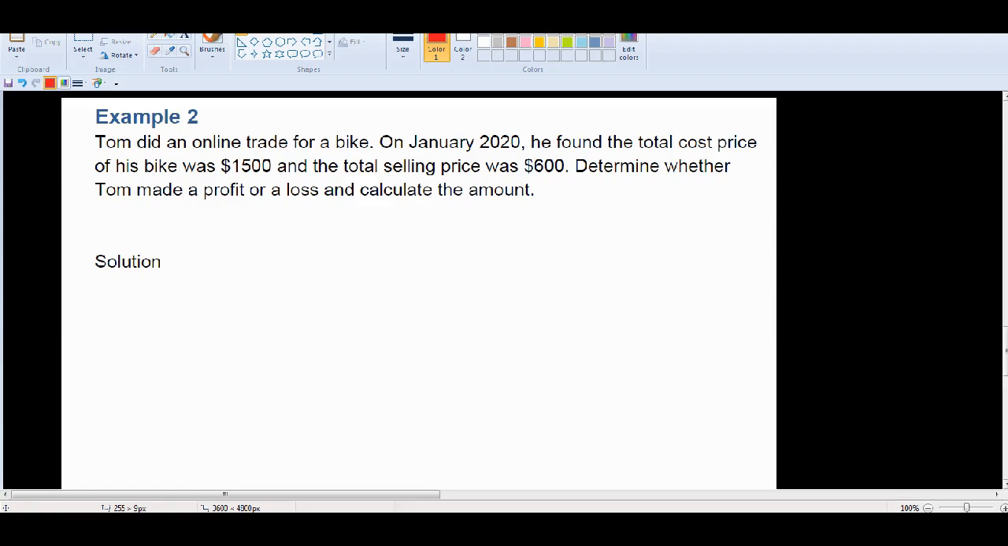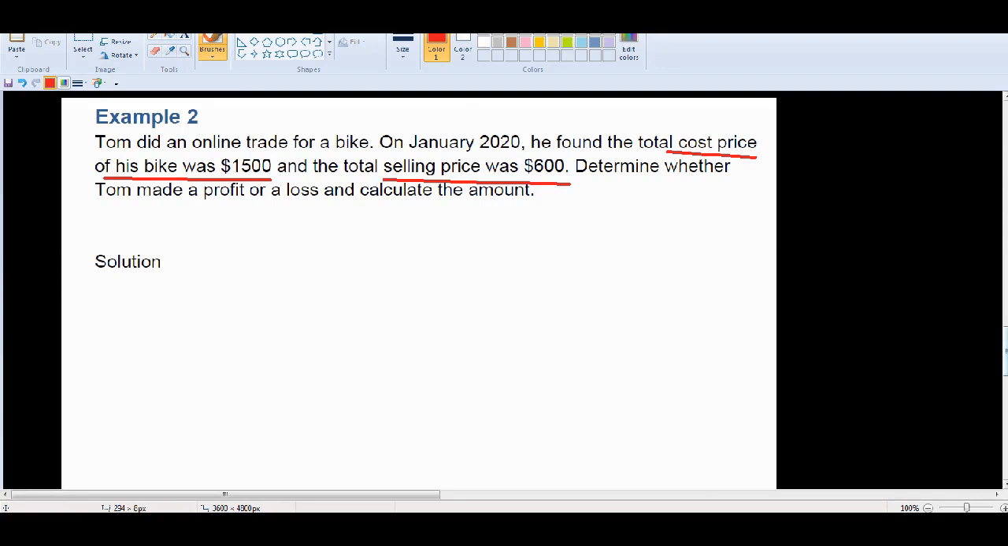You need to think about the nature of that 1,500. It should be the cost price, and the selling price is 600. From Tom's point of view, you will see that the selling price is lower than the cost price. So he's making a loss, right?